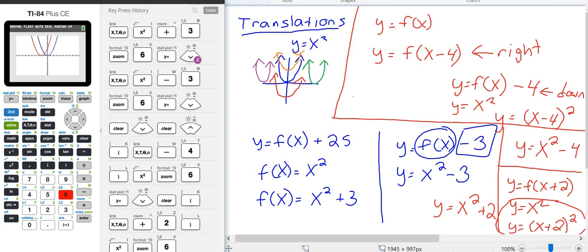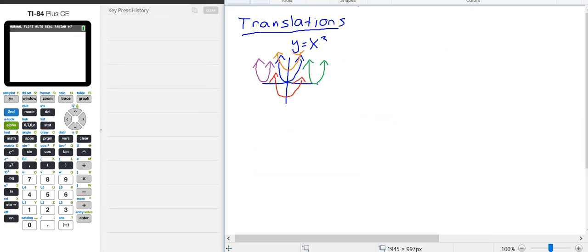So let's just sum up what we just discussed. If you have a function and you want to move it up, you have to add some number. Let's say y is equal to f of x. Let's use c to represent some constant. You have to add c. You have to add a constant. So let's say we have the function y is equal to x squared. To move it up, we would add something, let's say 3. Let's move it up. That would be the orange graph.